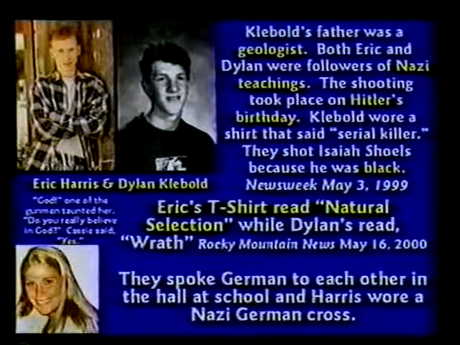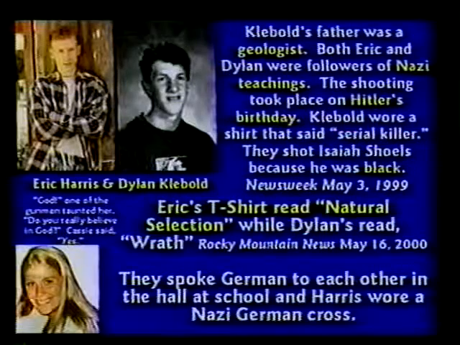Both Eric and Dylan were followers of Nazi teachings. The shooting took place on Hitler's birthday on purpose. They chose that day, Adolf Hitler's birthday, to bring all their guns and bombs to school. They planned this for months, to do this on Hitler's birthday. Klebold wore a shirt that said serial killer. They shot Isaiah Shoels just because he was black.